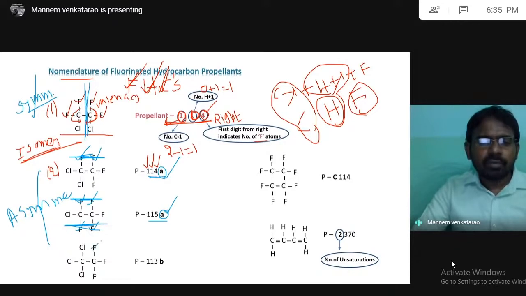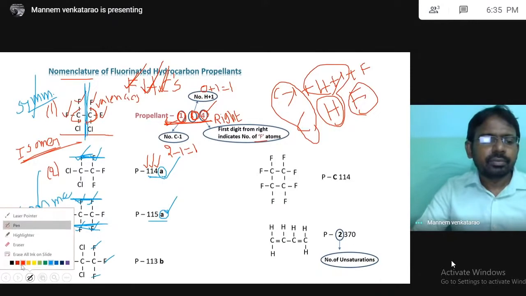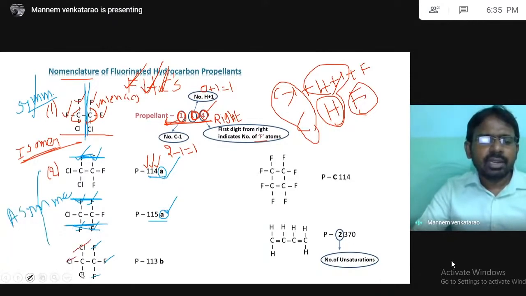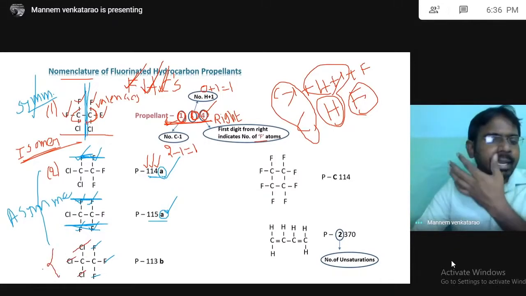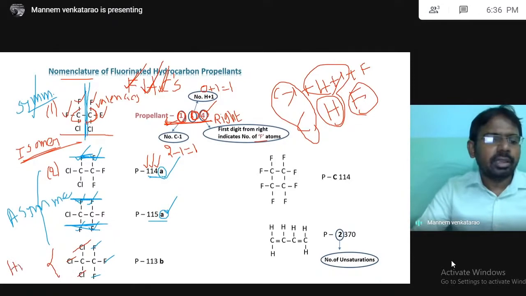Next, you observe the third molecule, fourth molecule. Here one carbon contains fluorine, but the second carbon contains chlorine. Tell me, is at least one valency matching? No. That's why this is called a highly asymmetric molecule.